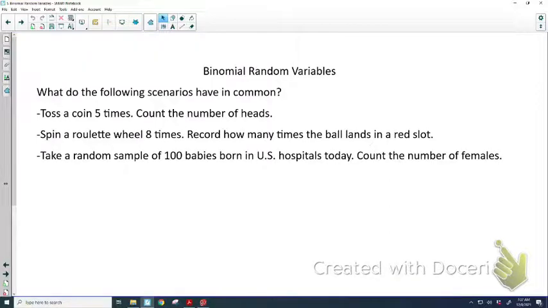In stats today, we started the binomial distribution. So all three of these scenarios here are binomial. And what we did was we looked at what was in common between all three scenarios. We noticed that all three are binary situations, meaning two possible outcomes.